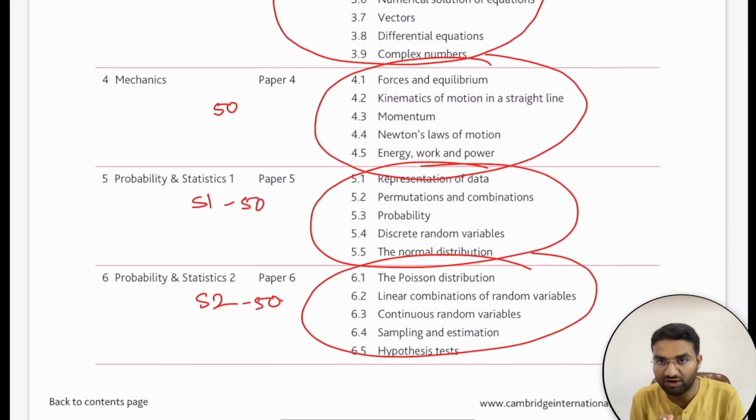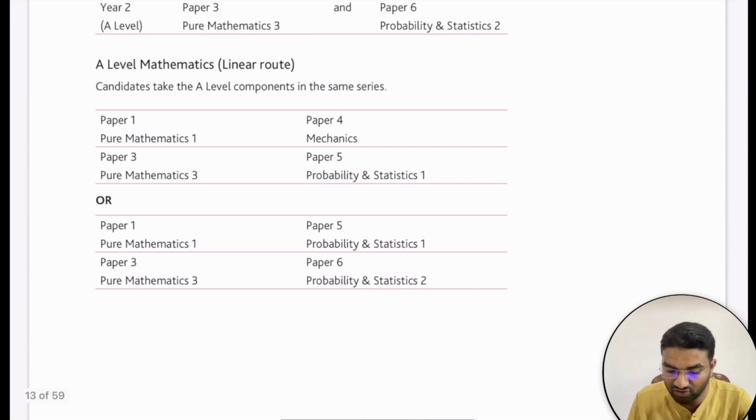For AS and A Level you can choose 2 papers: for AS level you can choose 2 papers, and for A Level you can choose 2 papers. So here is the linear route basically.